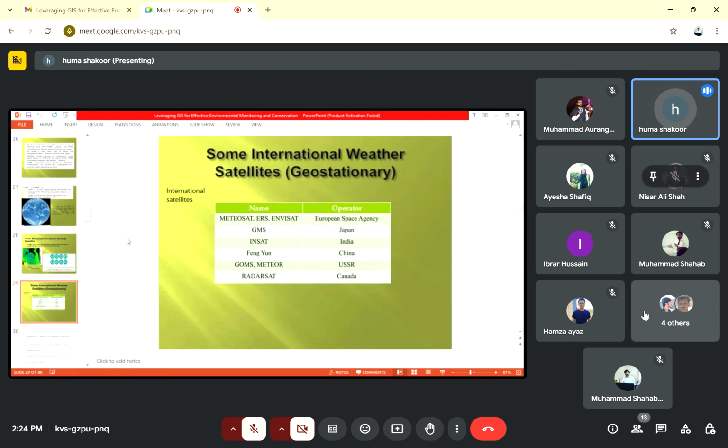Some international weather satellites are geostationary satellites, which are used to collect data from the terrain and give you information about the weather. So these are the international satellites which are used to collect the data.